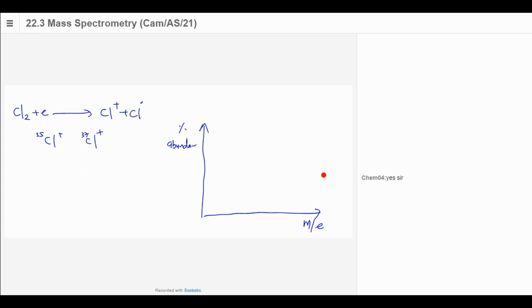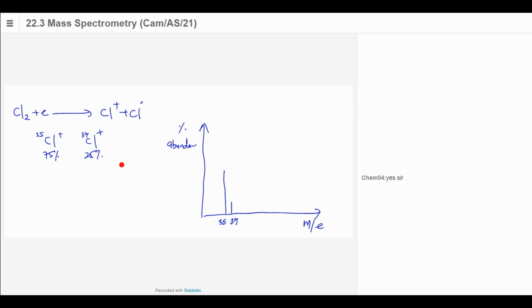So therefore, you get a line peak at chlorine 35 and 37. And you notice the 37 peak is about 1/4 of the 35 peak, because we know chlorine 35 is about 75% and chlorine 37 is about 25%. This percentage abundance of chlorine you need to remember.